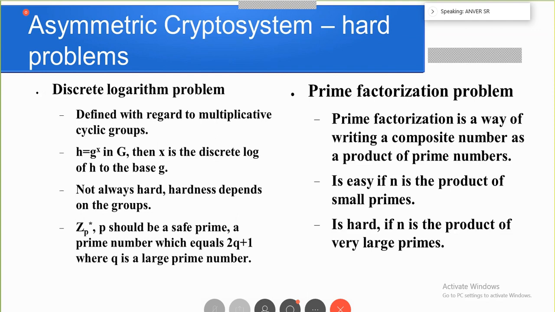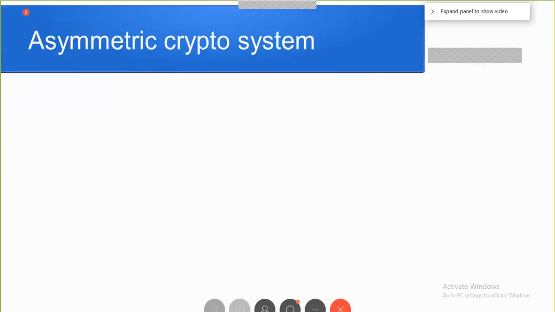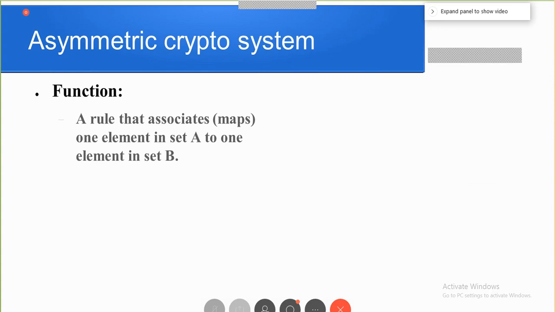It is easy if n is the product of small primes, and it becomes hard if n is the product of very large primes. Because here in RSA we are going to use two primes, each of length 512 bits. 512 bits means each prime is of 154 decimal digits. That means it is very, very large.